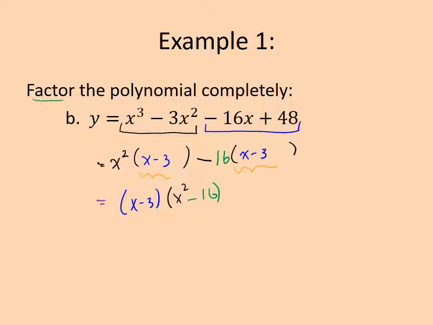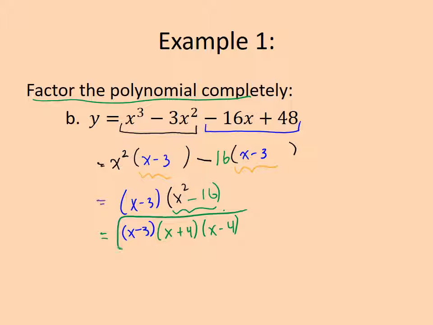Well, it says factor completely, and we have not factored completely because this factor can be factored more. If this could not be factored more, we would be done. So x minus 3 can't be factored anymore, but x squared minus 16 is a difference of perfect squares. So it's x plus 4, x minus 4. Now we have factored completely.